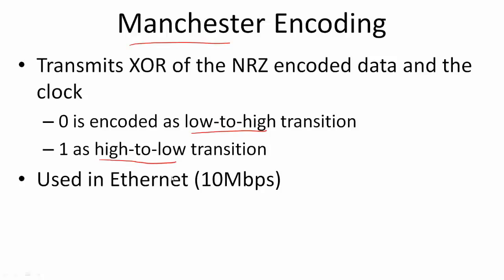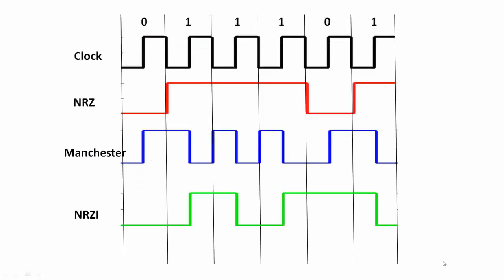So again, let's see how this looks. So here is Manchester encoding. So the zeros are transmitted as low to high transitions and ones are transmitted as high to low transitions. So another one, high to low transition, another one, high to low transition, 0, low to high transition.